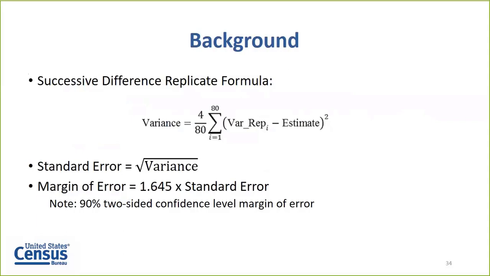So as I said, the formula is similar to BRR or jackknife for calculating the variance. The main difference is the presence of the 4/80 factor in the variance formula, which is at the top of the screen. The formula may look tricky to use, but we're going to break it down into steps in the next few slides. And after we calculate the variance, we'll then find the standard error by taking the square root of the variance. And then finally, from the standard error, we will multiply it by 1.645 to find the margin of error. Note that the ACS uses a two-sided 90% confidence level margin of error, which uses a z-score of 1.645 to convert from the standard error to the margin of error, hence the 1.645 in the slide.